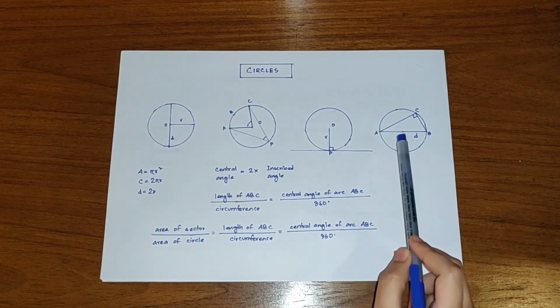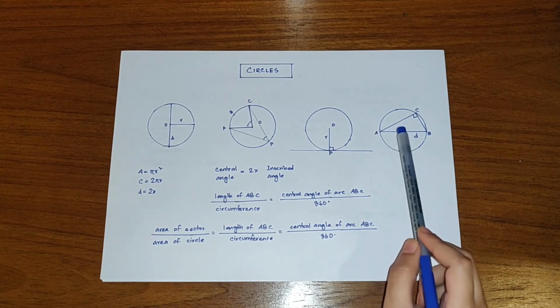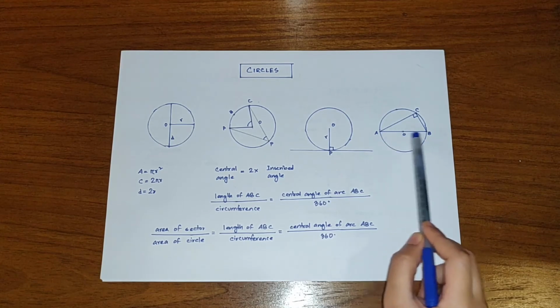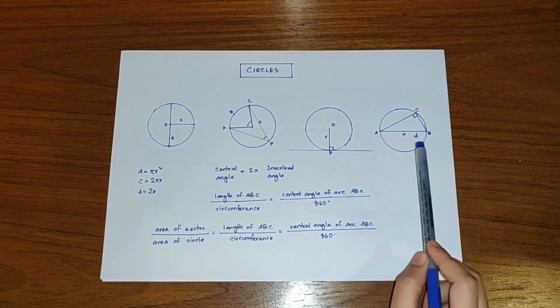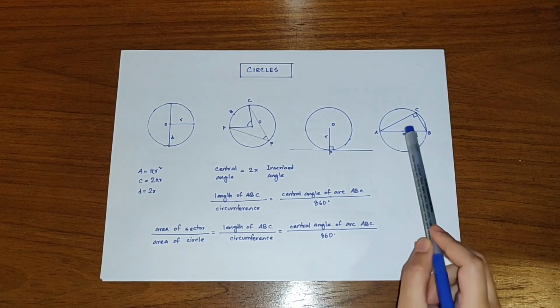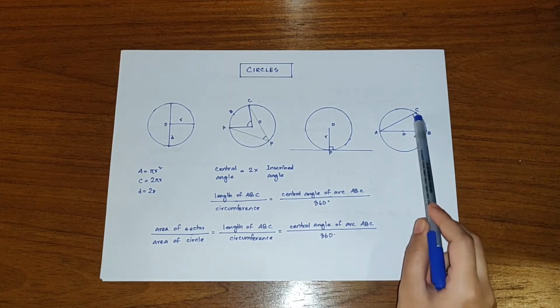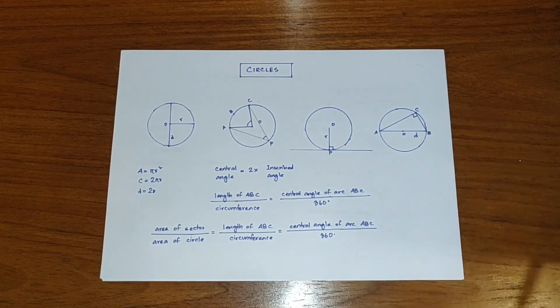If a triangle is inscribed in a circle and one side of the triangle is the diameter of the circle, then the triangle is a right triangle. The angle opposite to the diameter is equal to 90 degrees.